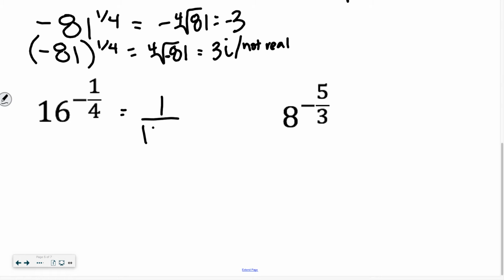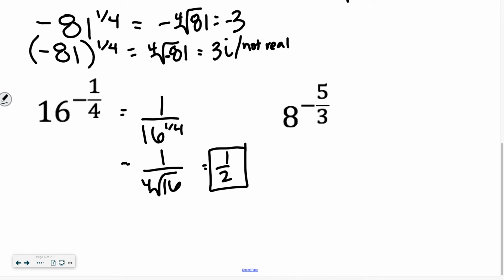Okay, so 16 to negative 1/4 is going to flip what it touches, which is 16. That's going to be 1/16. And now it'll be to a positive 1/4. Flip what it touches, so flip the base, and then make the exponent positive. Well, that's really saying 1 over the 4th root of 16. And the 4th root of 16 is 2. So it's 1/2. Notice, because I had a negative exponent, the answer wasn't negative. It's still positive, but it made it into a fraction. And so it flips.